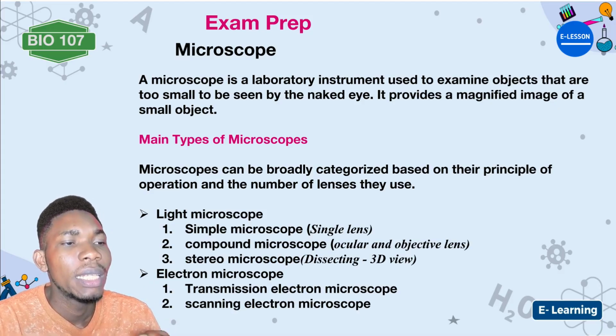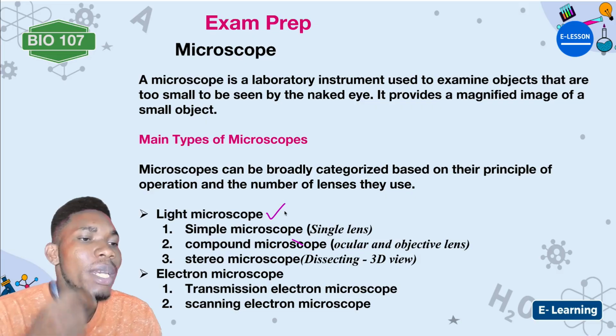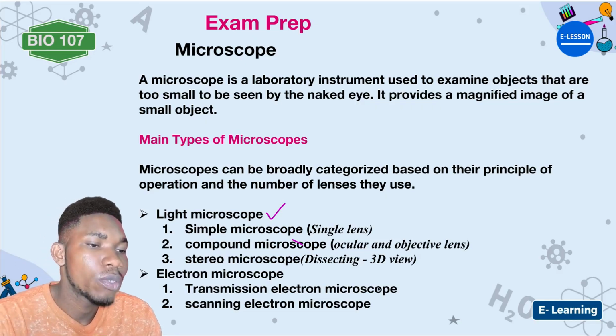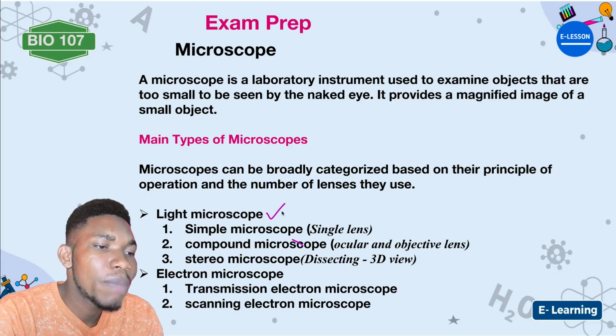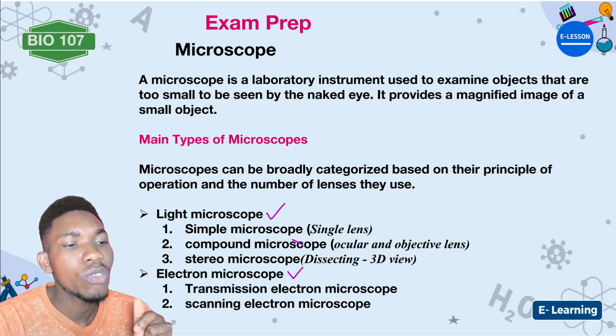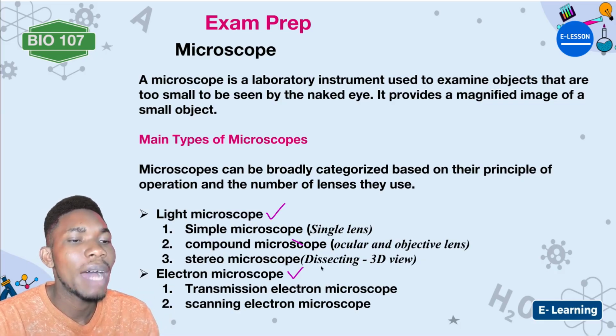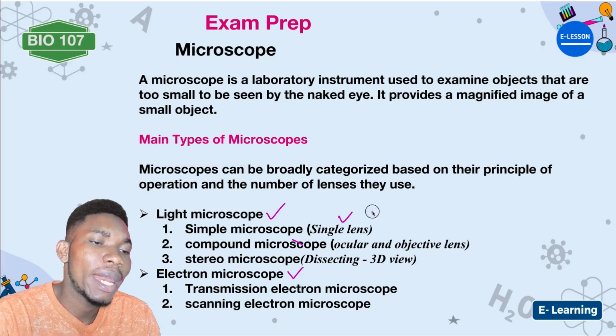Is that okay? Now, let's look at the types of microscope. There are basically 2 types of microscope, my dear student. There are how many types of microscope? 2 types of microscope. Is that okay? We have the light microscope and the electron microscope. The light microscope are divided into 2. We have the simple microscope, then the compound microscope, and the stereo microscope. The simple microscope, that one has one single lens, just one lens.